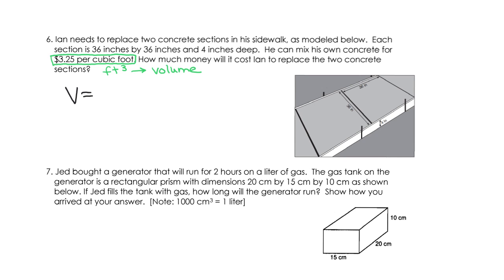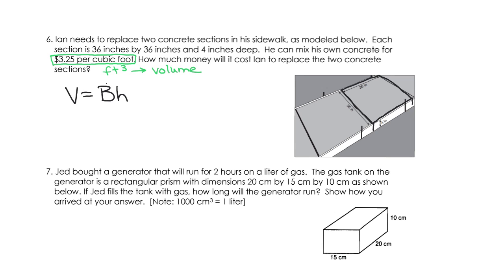What are we finding the volume of? You have to realize that these are, I guess we would call them square prisms, because this is a square on top, because it's 36 by 36, and then has a height of 4. Okay, so we are going to do volume of a prism, which is volume equals big B times H.